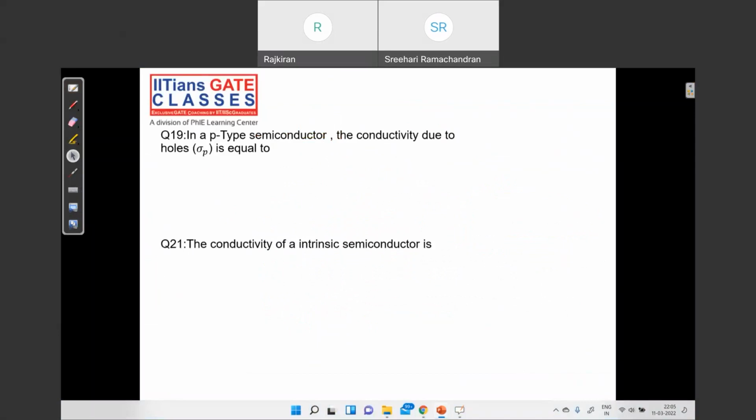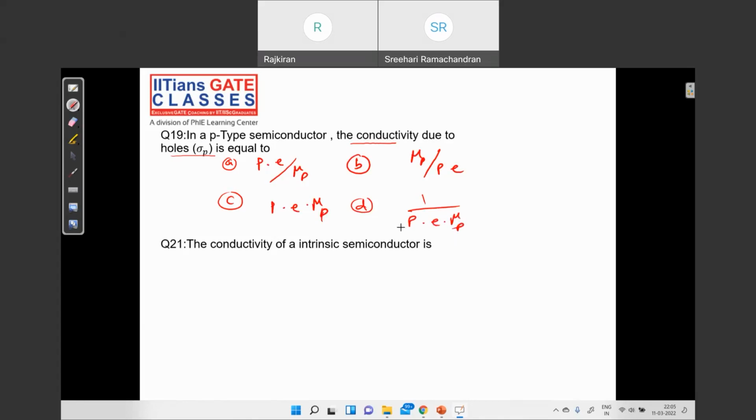The question is, in a p-type semiconductor, the conductivity due to holes, sigma p, is what? Option A is concentration into charge divided by mobility. Option B is mobility divided by concentration into charge. Option C is concentration into charge into mobility. Option D is 1 by concentration into charge into mobility. Which is right? C. Very straightforward.